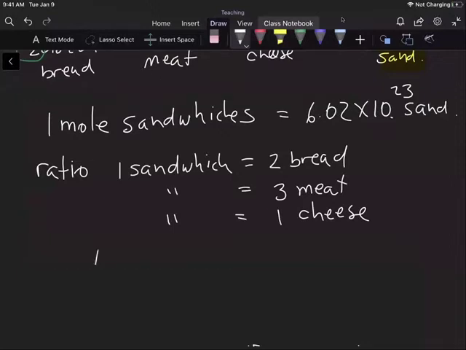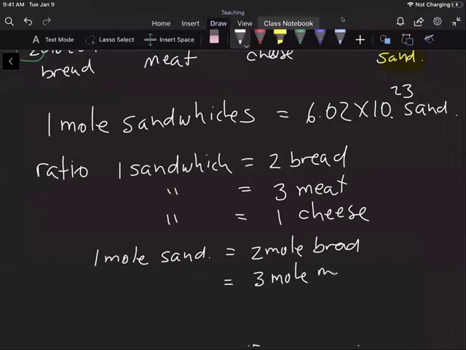So I can also say, well, if they stay the same, then 1 mole of sandwich equals 2 mole bread that I need equals 3 mole meat equals 1 mole of cheese. Right? I still need those same ratios, 1 to 2, 1 to 3, 1 to 1. Okay, I just have a lot more of them.